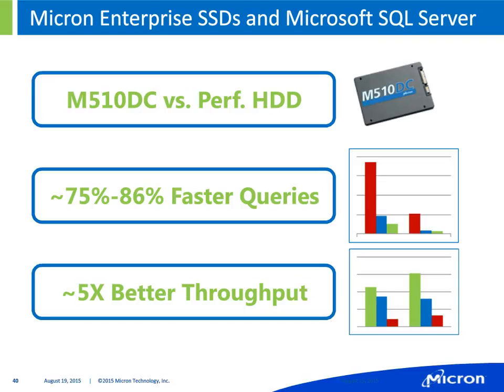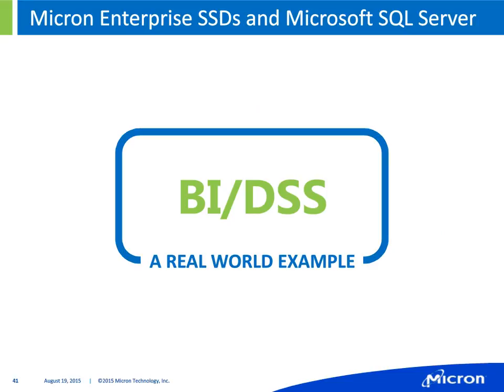So again, the comparison was between our new 510 DC. This is a really read-centric drive. It's aimed at this type of workload, versus high performance, and you can use that term with hard drives, high performance hard drives. The query time was 75 to 86% faster, depending on which configuration we looked at. And the storage system itself had about 5 times the throughput when we went to SSDs instead of spin drives.